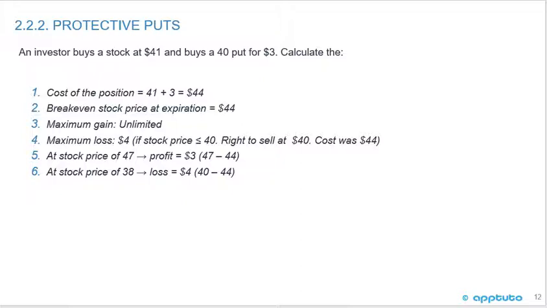It gives me the right to sell at 40. The stock price is at 38. Now again, buying a put gives me the right but not the obligation. If I thought it just dipped down, I don't have to exercise. That's my choice. I have the right but not the obligation.